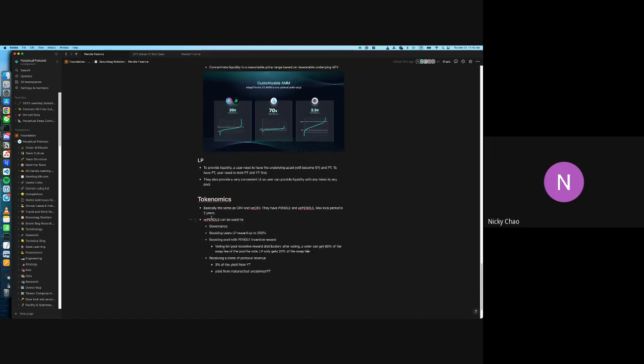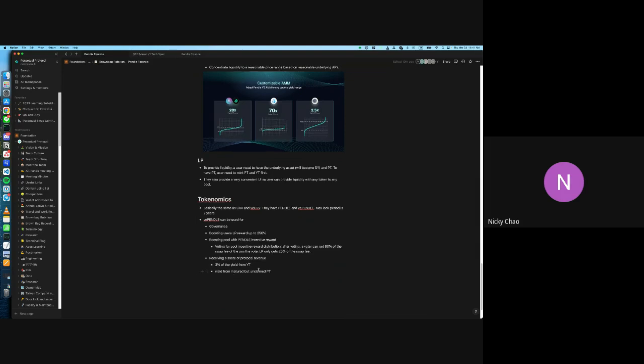Also, if you hold the Pendle, you can receive a share of protocol revenue. And the revenue comes from two places. The first one is they basically charge 3% on the yield of every YT. So YT will generate yield, but the 3% will be taken away from the YT holder.